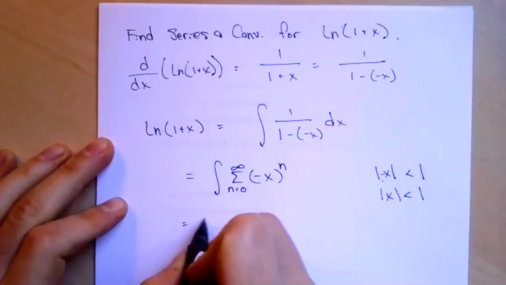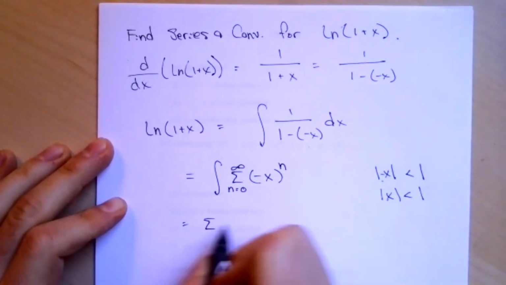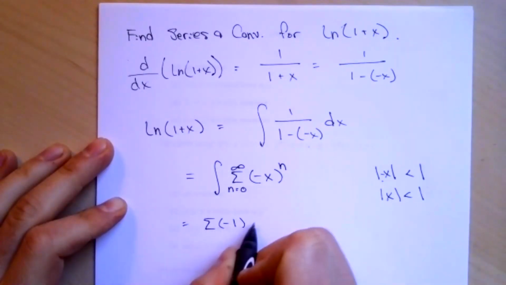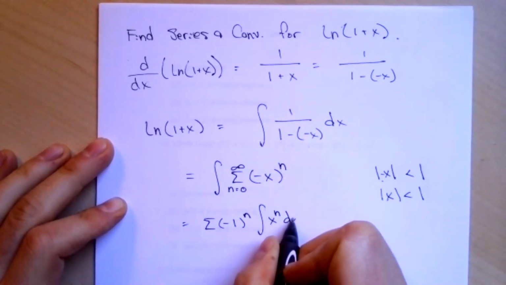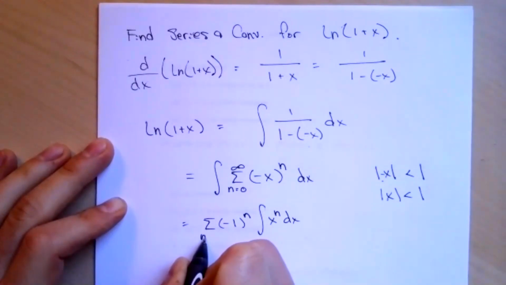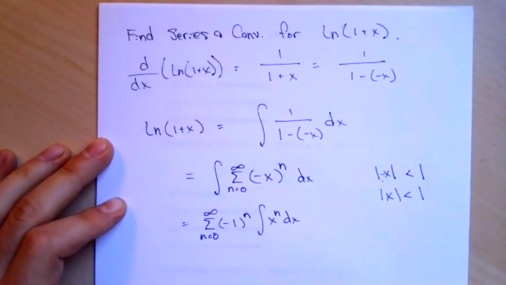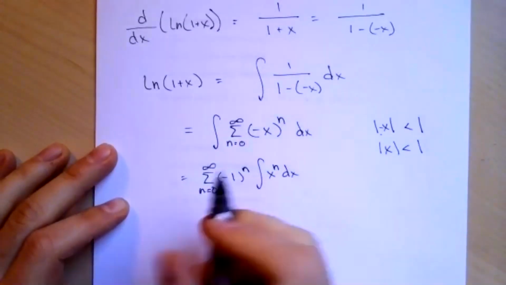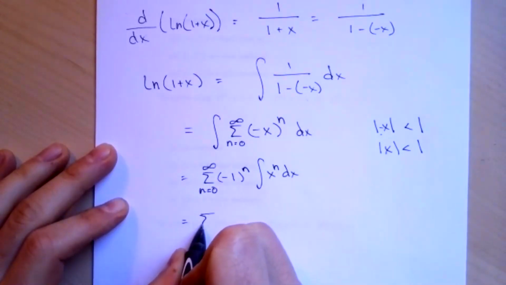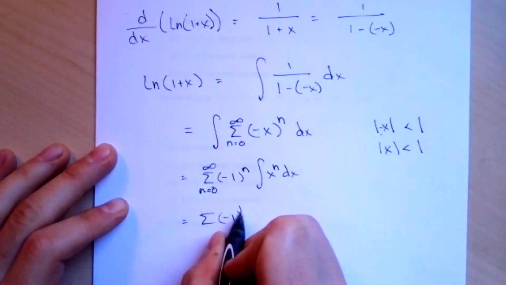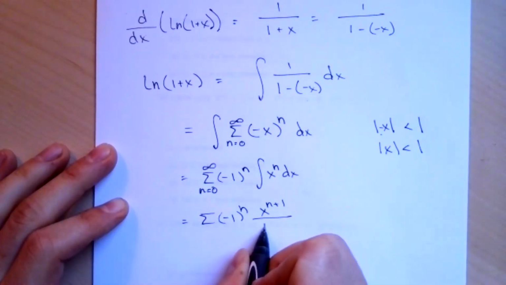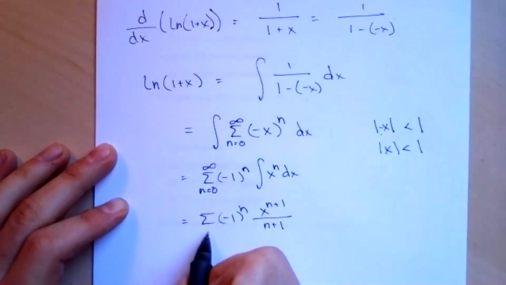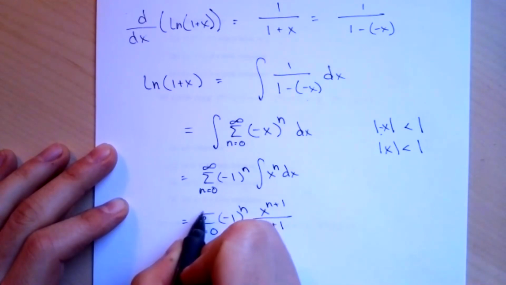So we just need to integrate. I'm going to go ahead and write this as a sum. We can pull out the minus 1 to the n, and then it's just going to be an integral of x to the n dx. And that's an easy integral. And we just got to be careful of where our starting value is.